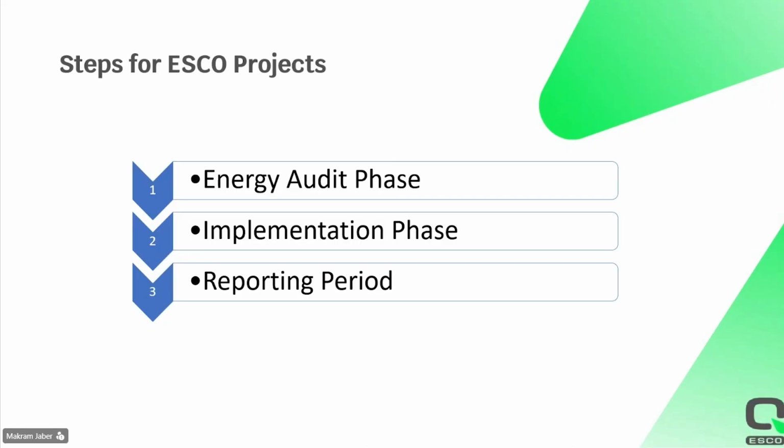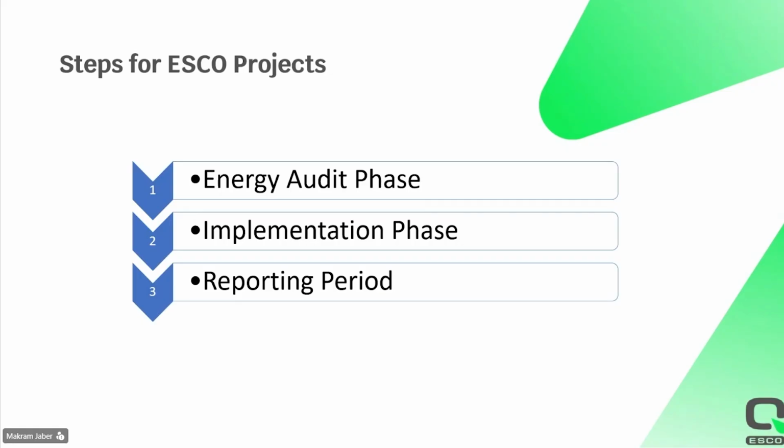So now we will go through ESCO projects. What are the steps in an ESCO project? An ESCO project is a project that is done by an ESCO company, an energy saving company like our company. We have three major steps. We have the first step, which is the energy audit phase, then the implementation, and then the reporting period.